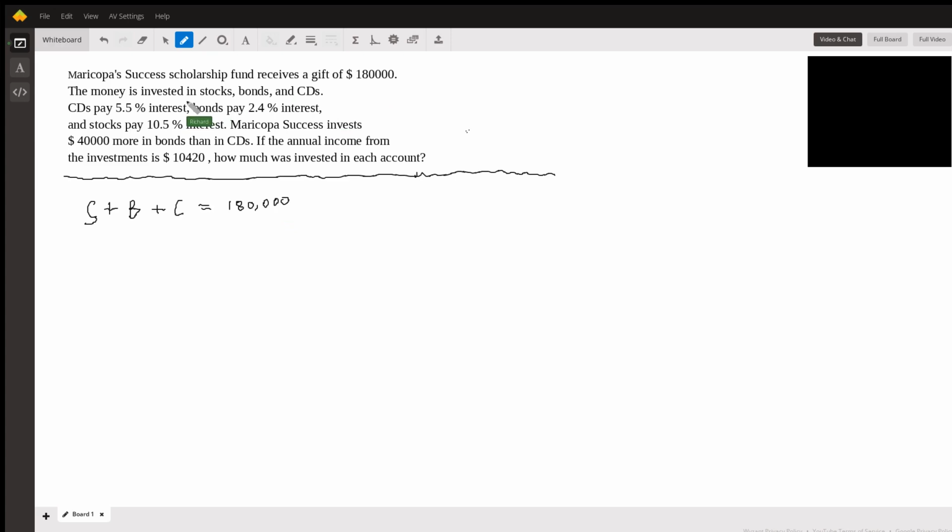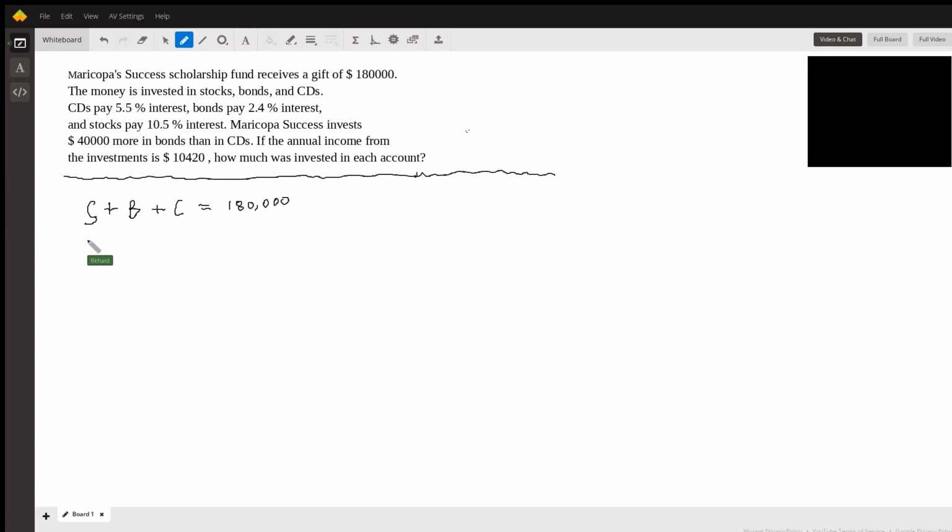And then the second sentence tells us how much each investment pays out. And the total number from the payouts is 10,040. See, this is the sentence down here. So we're going to take 5.5% of CDs. Let's start with the stocks.